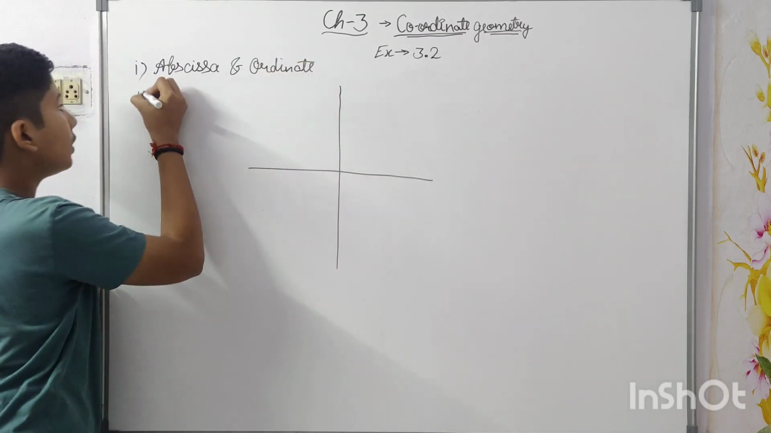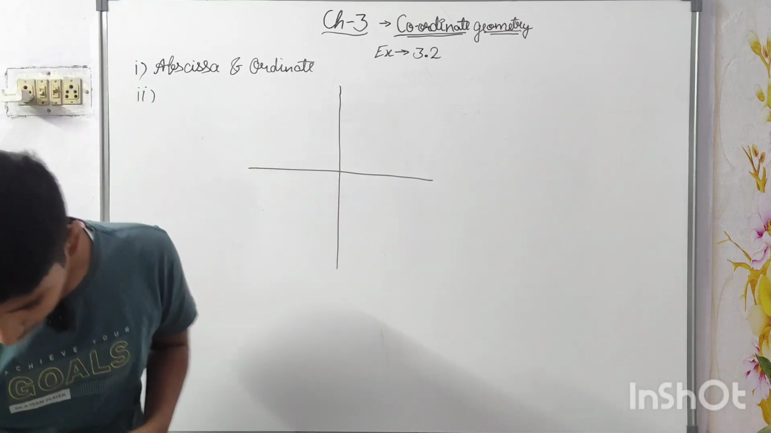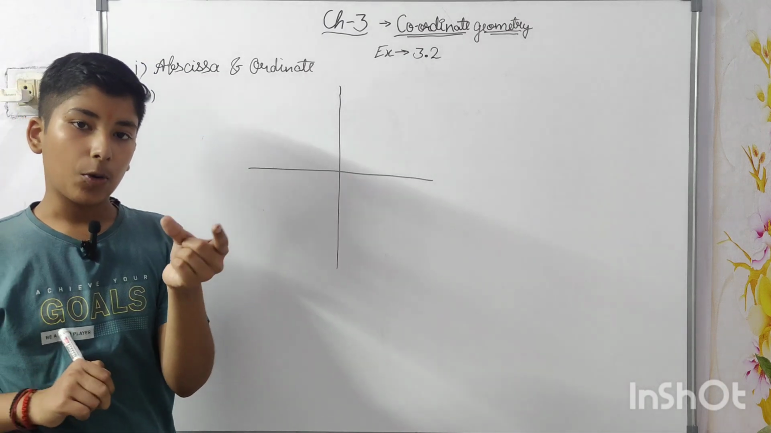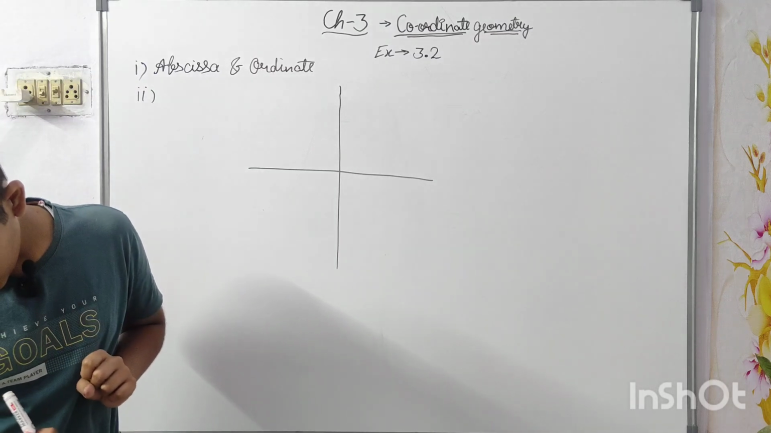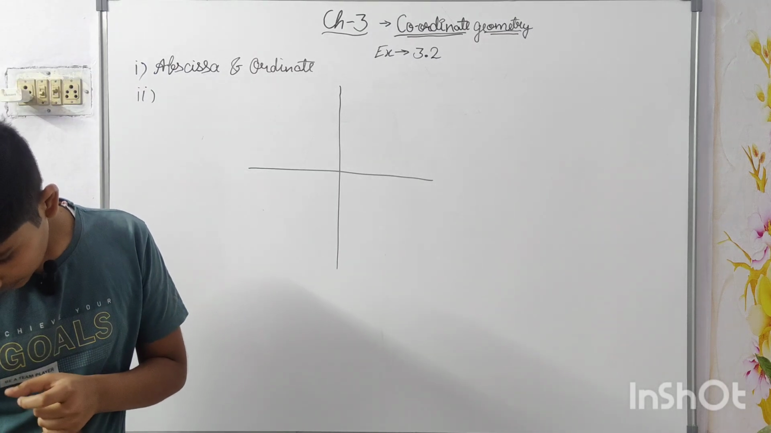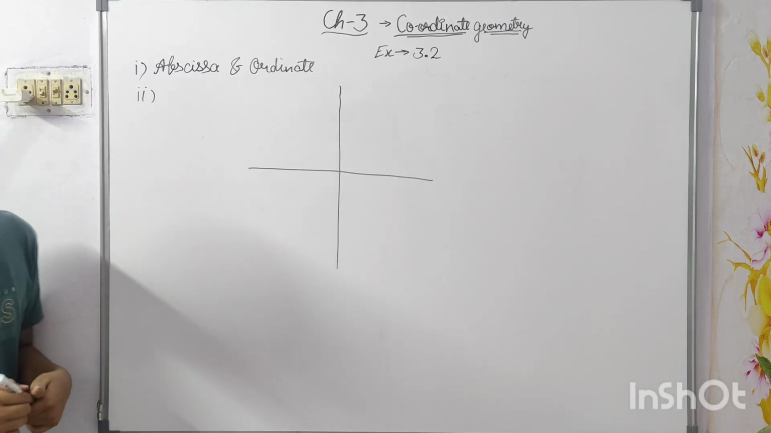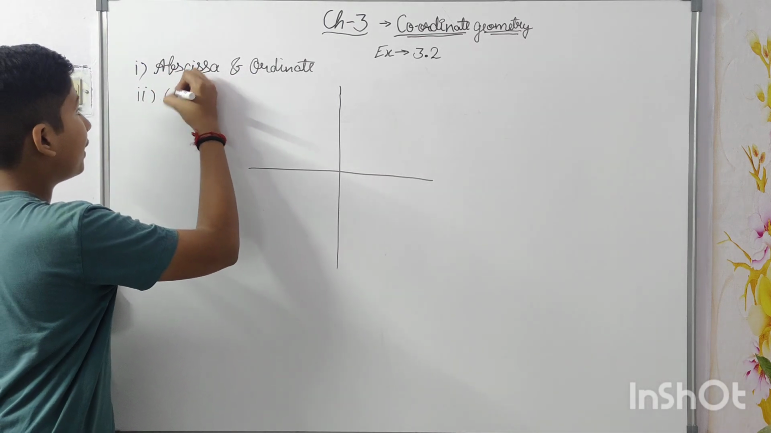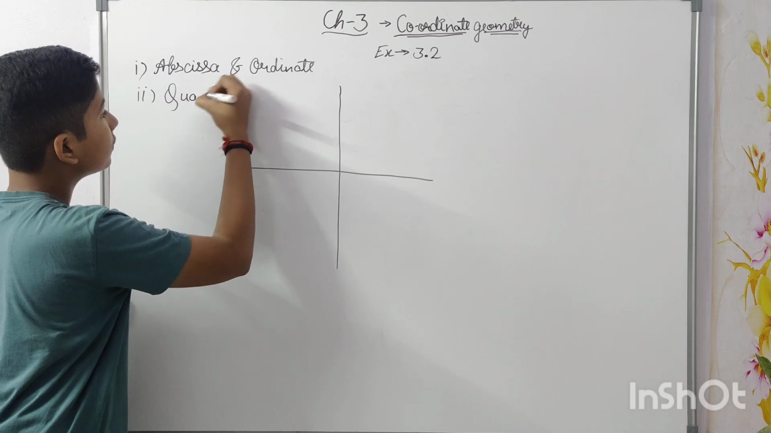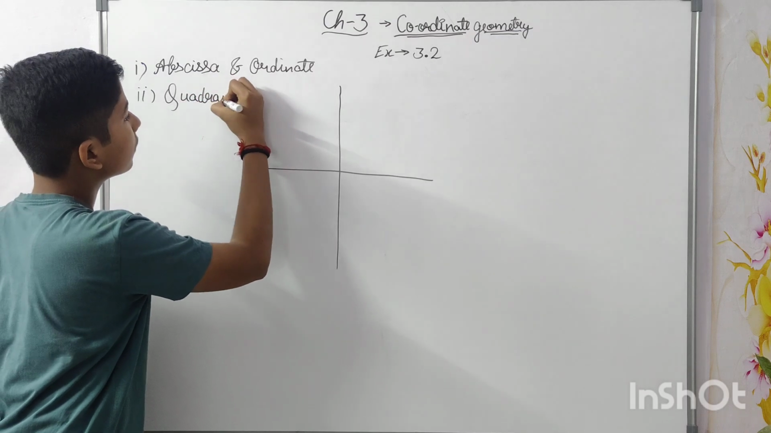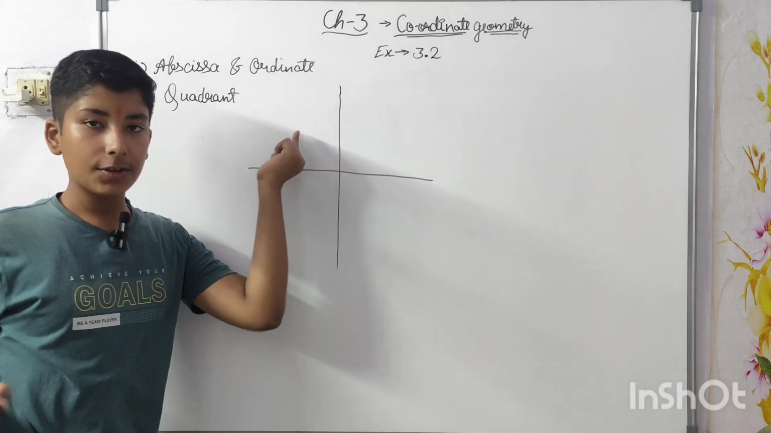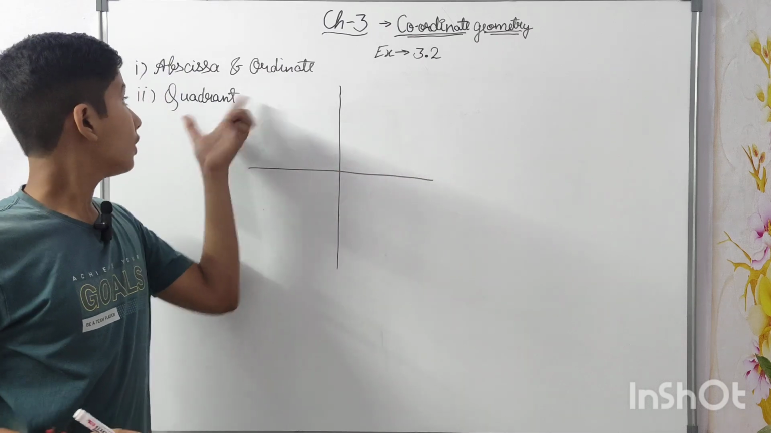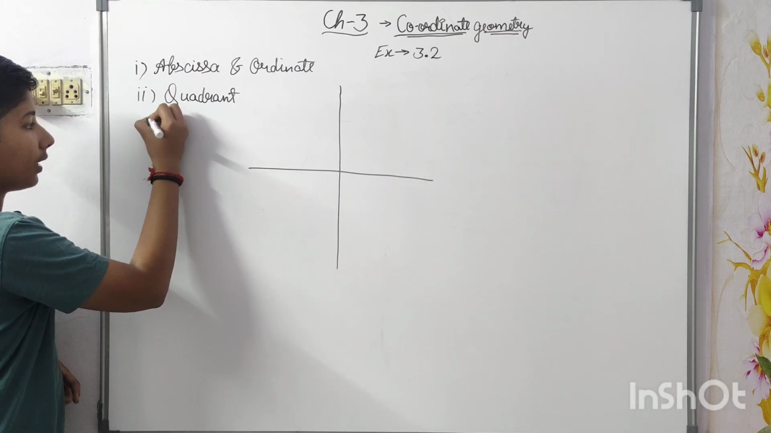Okay. Now let's come to the second part of the first question. What is the name of each part formed by these two lines? So it is quadrant. Like I have told you, it divides into 4 parts and the 4 parts are 4 quadrants. So our second answer will be quadrant.